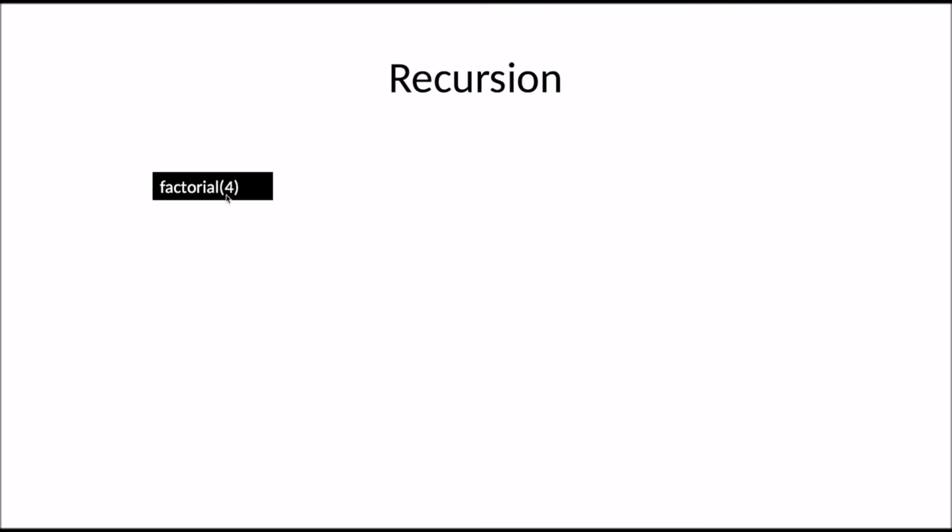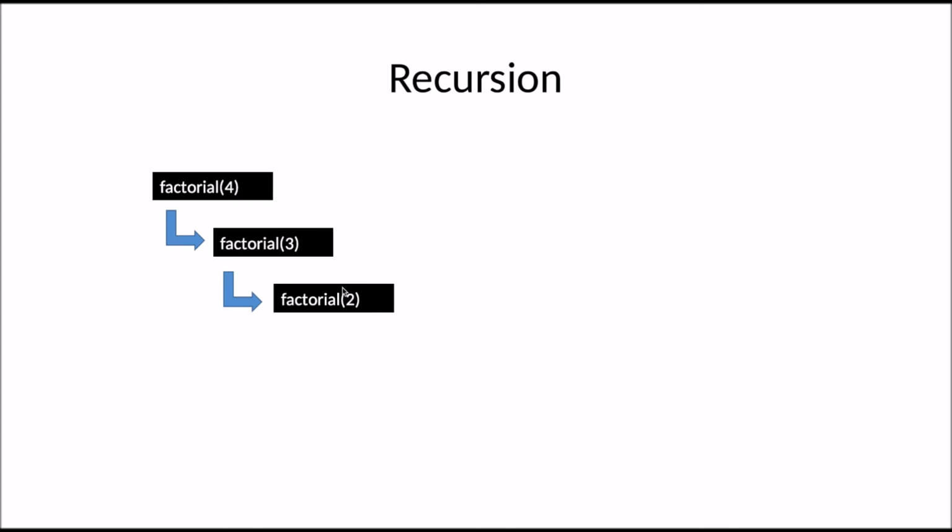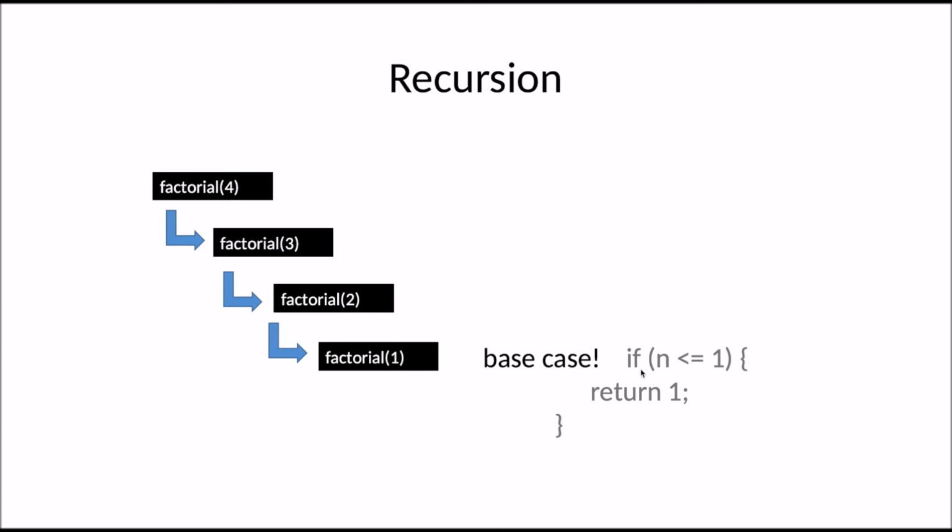Now let's take a look. Let's say when I call this function, factorial 4 calls factorial 3 because it does n minus 1. Factorial 3 calls factorial 2. Again, n is 3 and 3 minus 1 is 2. And then we hit factorial 1. And factorial 1 hits the base case, right? If n is less than or equal to 1, we return 1.